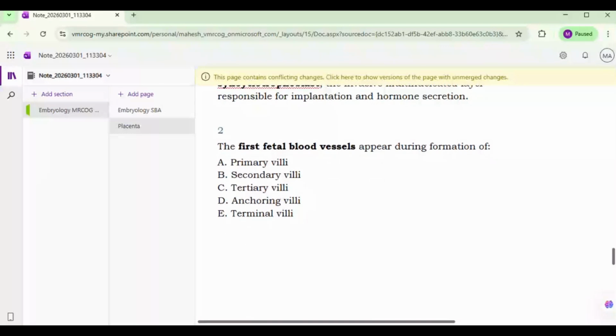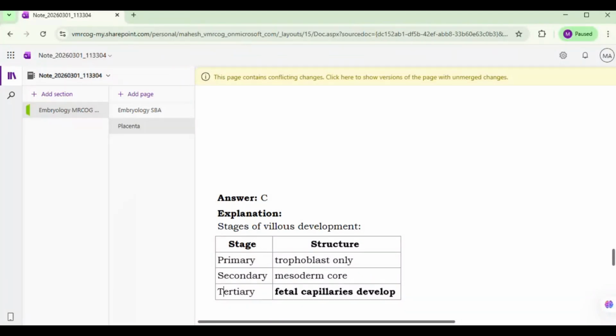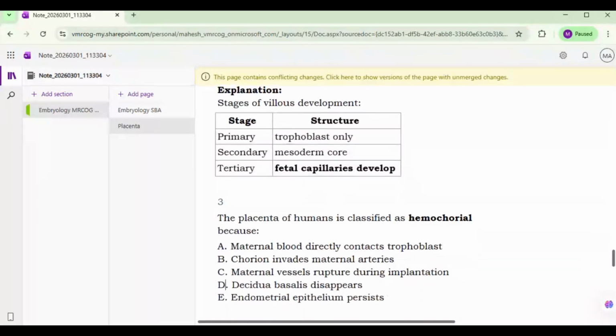Next. The first fetal blood vessels appear during formation of tertiary villi. Option C, tertiary villi. In the primary villi, we have trophoblast only. Then we have a mesoderm core. Then we have tertiary villi with fetal capillaries.